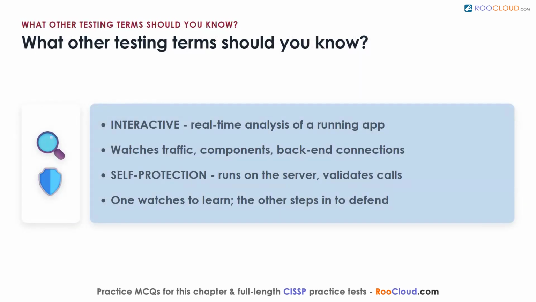What testing terms should you recognize? Two round out the picture. Interactive testing analyzes an application's behavior in real time as it runs, watching its traffic, its components, and its back-end connections all at once. Self-protection is different. It runs right on the server, intercepting the calls flowing into and out of the application and validating those requests as they happen. One watches to learn, the other steps in to defend. Together they blur the line between testing and live protection.